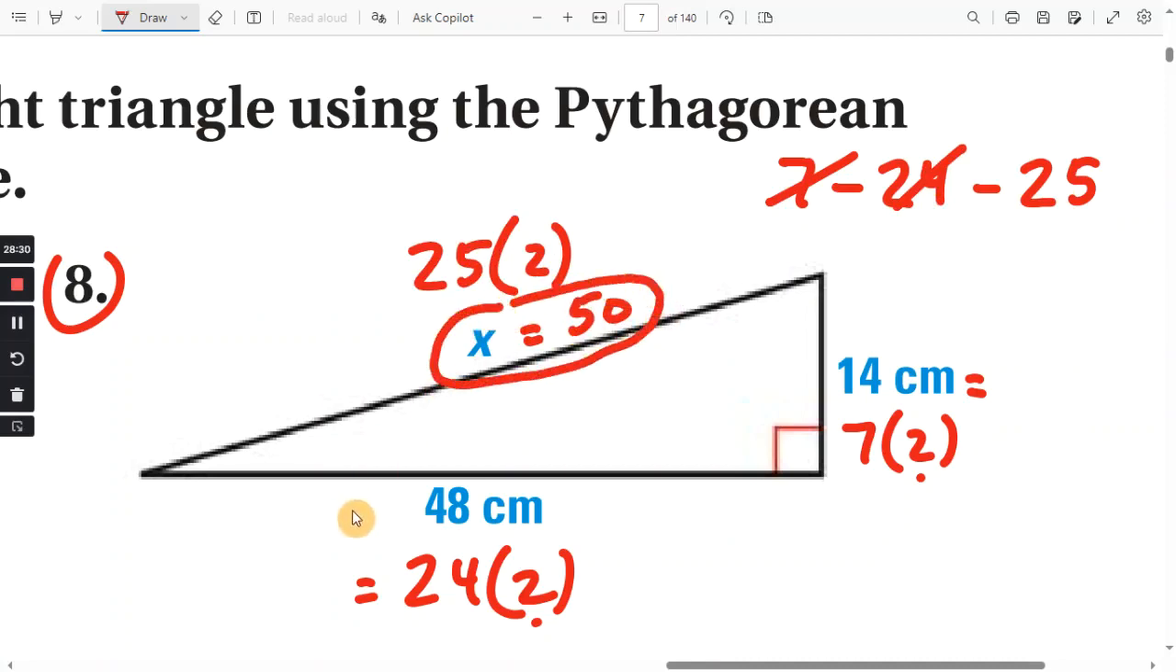So if you know the Pythagorean triple, it's a shortcut. You don't have to use a squared plus b squared equals c squared. That's the idea.